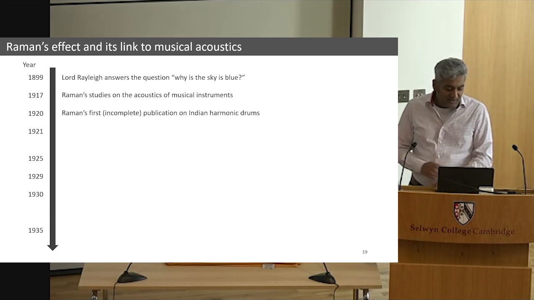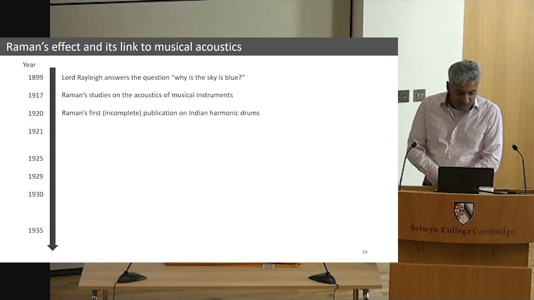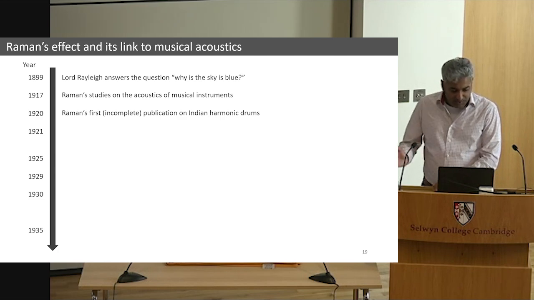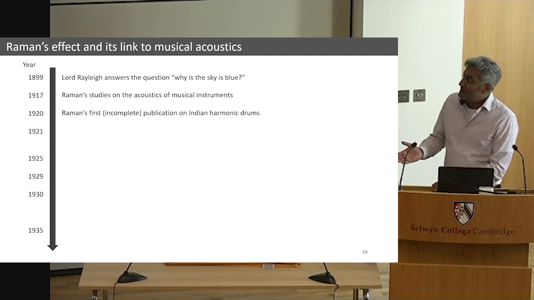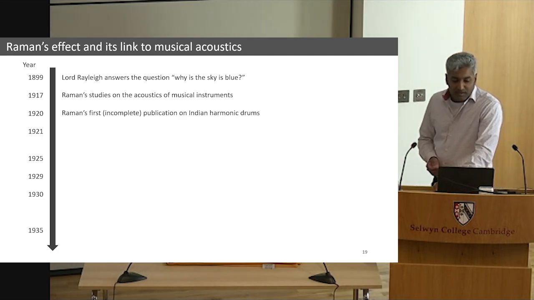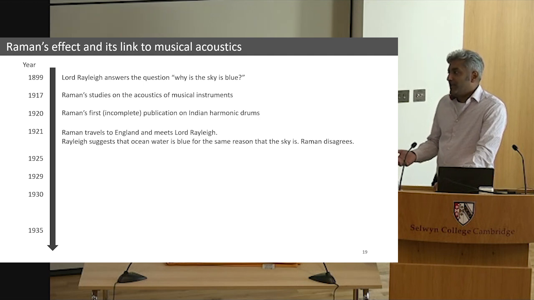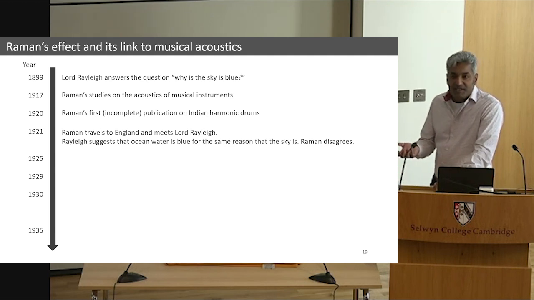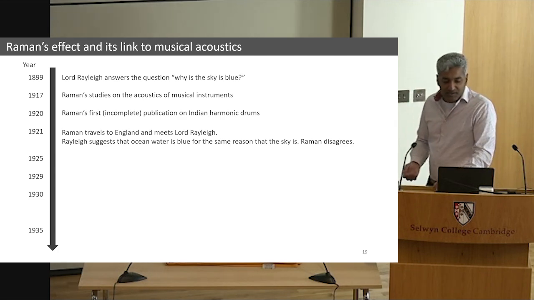Okay, so around 1917, like I said, Raman was studying musical instruments, published a few papers. In 1920, he puts the paper out in Nature. That's the incomplete publication on the harmonic drums. Now, in 1921, Raman travels by ship from India to England and meets Lord Rayleigh in Oxford at what was then the Oxford Congress, a scientific meeting of scientists from around the world.